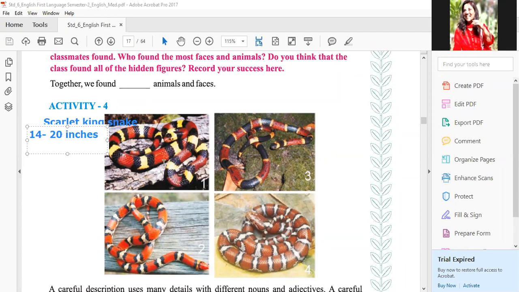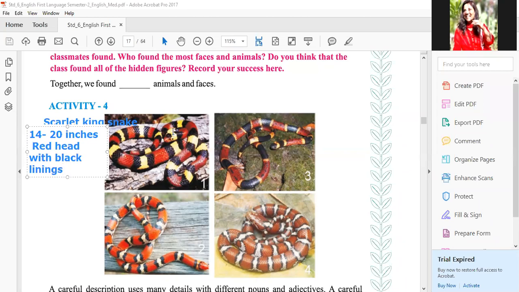What do you see? We see there is a red head. Yes, you can see its hood. It has got a red head with black linings. You can see these black linings. And its snout. ये जो snout होता है ना, जिसको हम nose बोलते हैं, this snout. Can you see this snout? It has got a red snout with yellow rings, right?